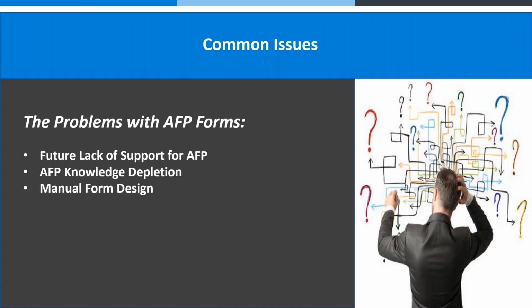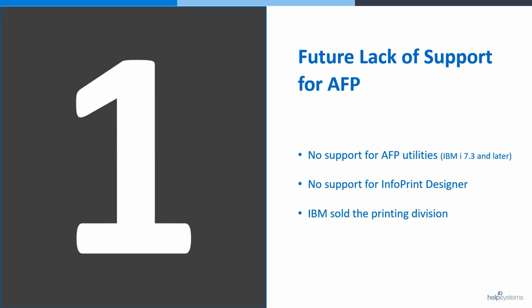Let me quickly walk you through the 3 pain points for AFP printing. Starting with the lack of future support for AFP. The writing has been on the wall for AFP forms for years now. IBM has dropped support for AFP utilities in OS release 7.3 and above. And that being said, if IBM isn't putting resources into AFP, you should also be rethinking your AFP form strategy, right? You want to make sure your company is supported on a very important process that creates revenue for the business. You don't want that to be an unsupported process.